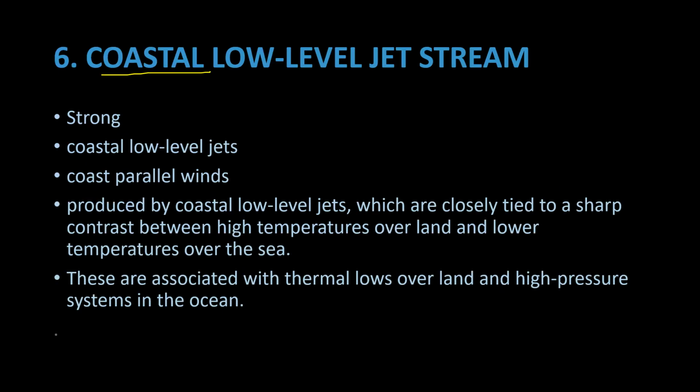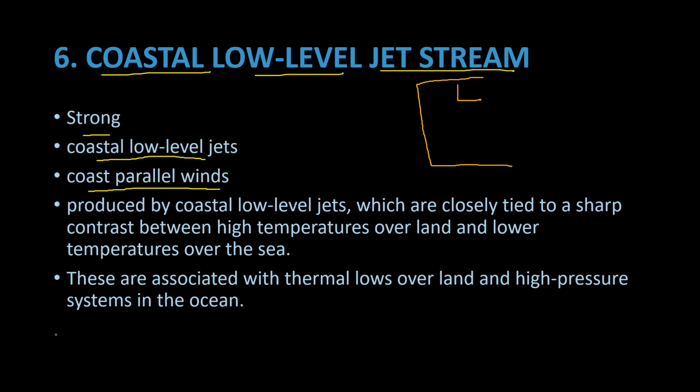Next one is coastal low level jet streams. These are very strong, coastal low level jets with coastal parallel winds. Here we know that this is the land surface and here it is the ocean. The land gets heated faster than the ocean, so it is high temperature over the land and the pressure will be low. Here is low temperature, so the pressure will be high.